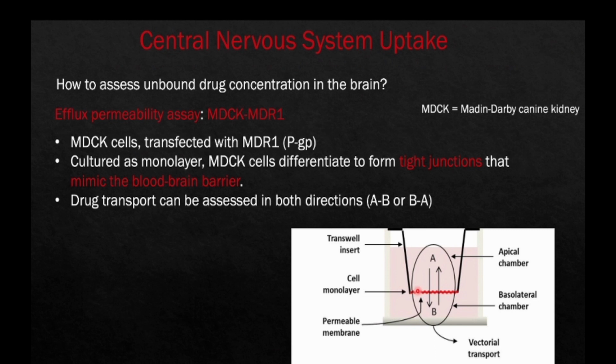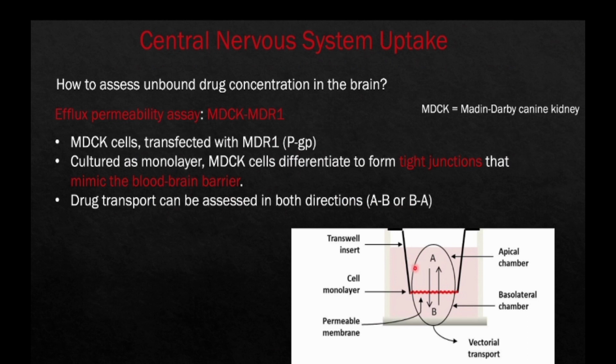And how do we assess unbound drug concentration in the brain? We can look at the efflux permeability assay, so MDCK MDR1. MDCK stands for Madin-Darby canine kidney. Using these kidney cells, we can transfect with this MDR1, which is a P-glycoprotein. These can then be cultured as a monolayer, and the MDCK cells can differentiate to form tight junctions that actually mimic the blood-brain barrier. And the drug transport can be assessed in both directions.